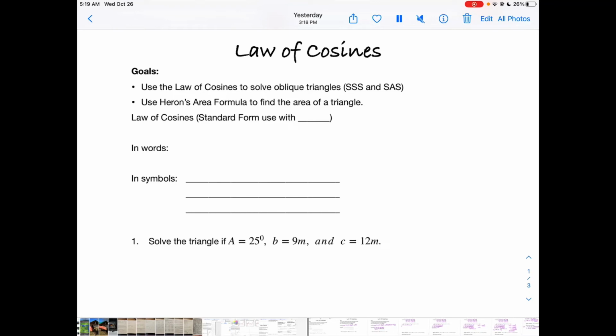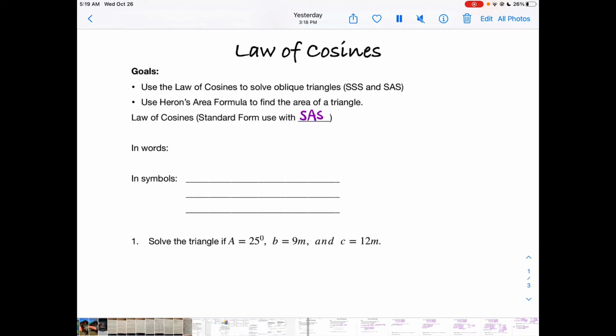Okay, today we're going to look at the law of cosines. Now, we've already learned the law of sines. So when you have an oblique triangle that you cannot use the law of sines for, then you need to use the law of cosines. More specifically, when you have side-side-side or side-angle-side data from your triangle.